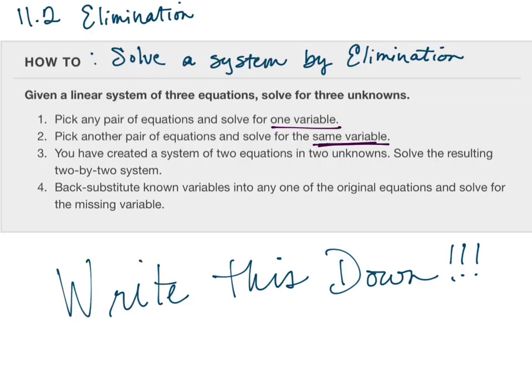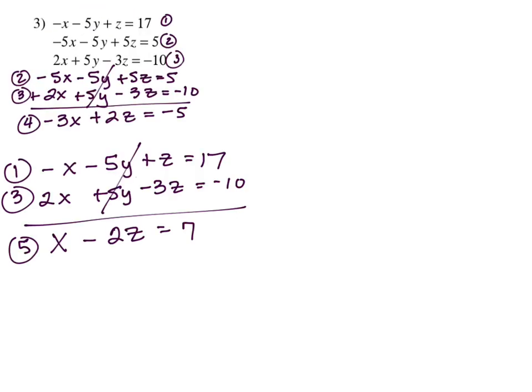Okay. Now, go back to your how-to. It says you have created a system of two equations in two variables, two unknowns. We just did that. We have x and z left. Solve the resulting 2 by 2 system. So we just made two new equations in two variables, 4 and 5. We can solve that little system by stacking those equations and using elimination again. And it just so happens that these have coefficients with opposite signs already. If they didn't, you could do some multiplication here to make that happen.